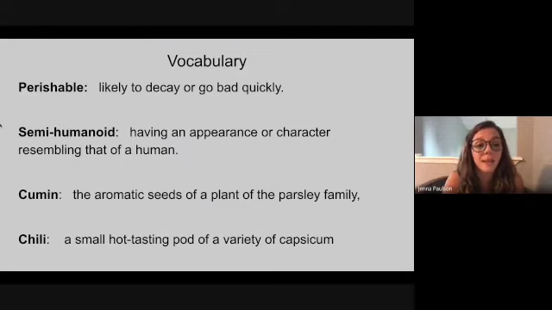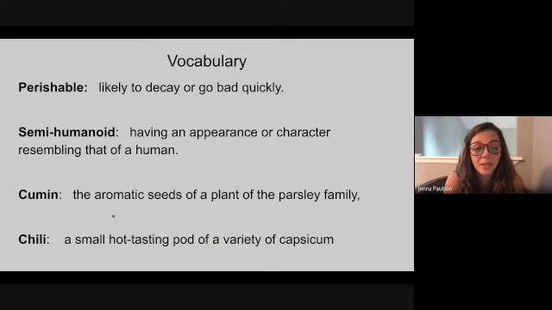Then we have semi-humanoid. What is semi-humanoid? Well, it's having an appearance or character resembling that of a human. So like we saw that picture of the robot earlier, it kind of looked like a human, right? It had some humanistic features. That's semi-humanoid.